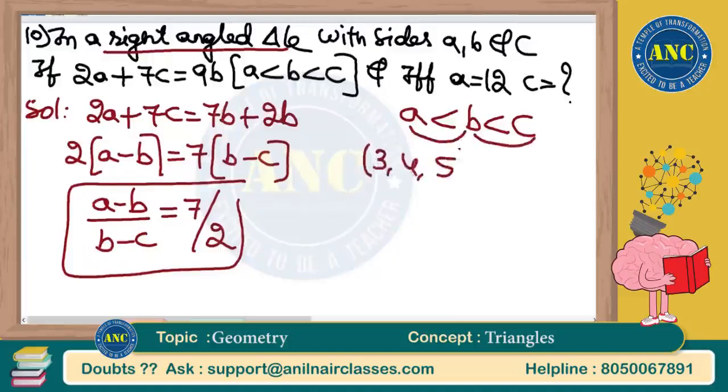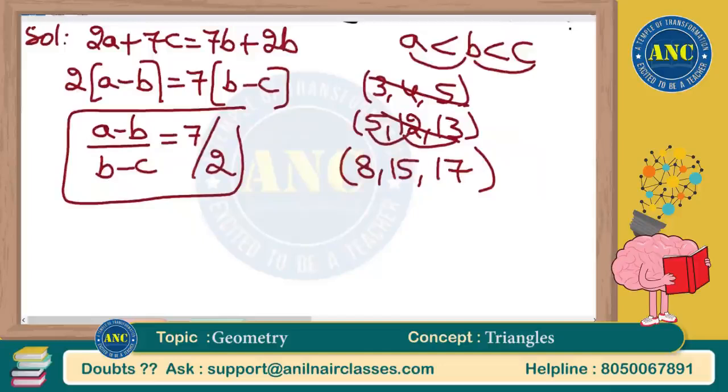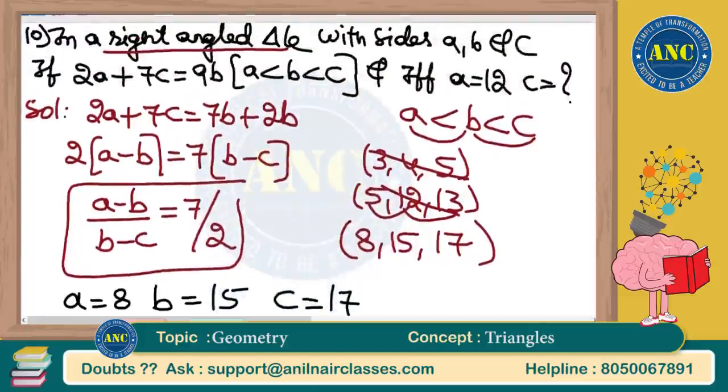3, 4, 5? No, sir. 5, 12, 13? The differences are 7 and 1. If I do a little bit of trial run using the Pythagorean triplets, 8, 15, 17. A is 8, B is 15, C is 17.